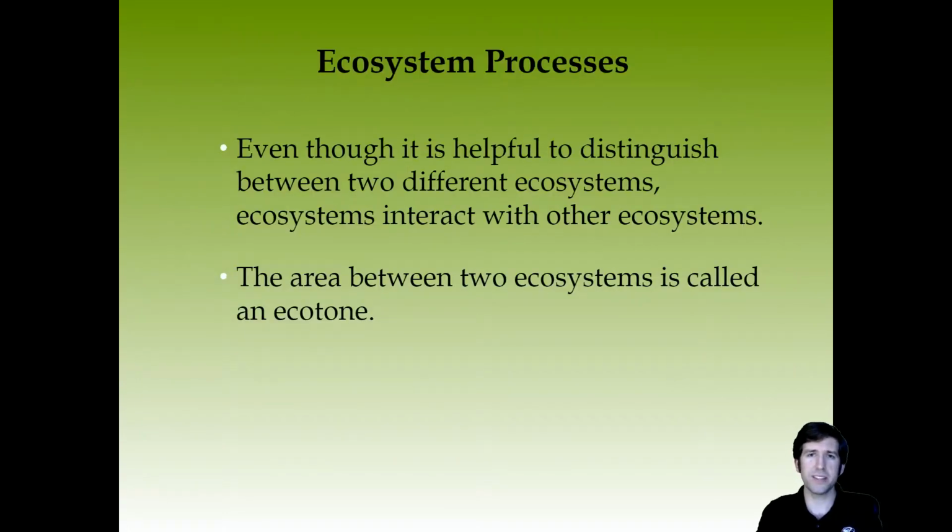But the complexity doesn't end there. Even though it is helpful to distinguish between two different ecosystems, ecosystems are always going to interact with other ones. Earth and all its ecosystems are open systems, so they are going to share species. They're going to share abiotic factors, such as water that might run downhill from a forest into a lake. So they are all connected. And where you can find an area where two ecosystems are connected, we call that an ecotone.